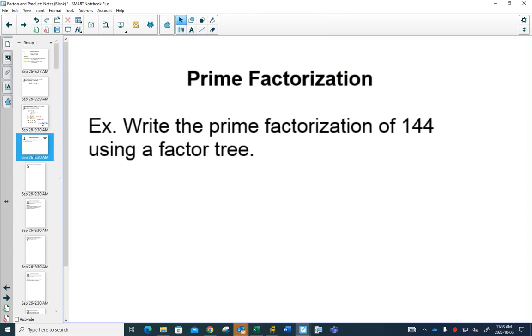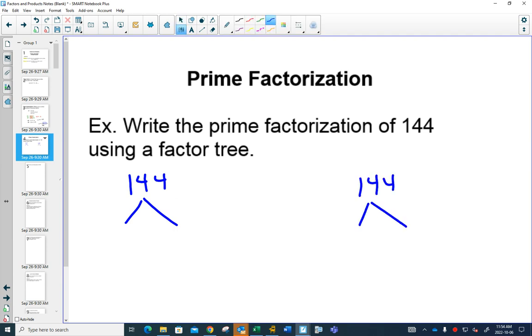Prime factorization. One of the ways that you can figure out the prime factorization is something called a factor tree. You start off with 144. Can you break that up into any two numbers? Doesn't matter which ones. 12 and 12. Okay? You could also divide by 2 and get 2 and 72. So let's do them both separately, and you tell me which one you like better.